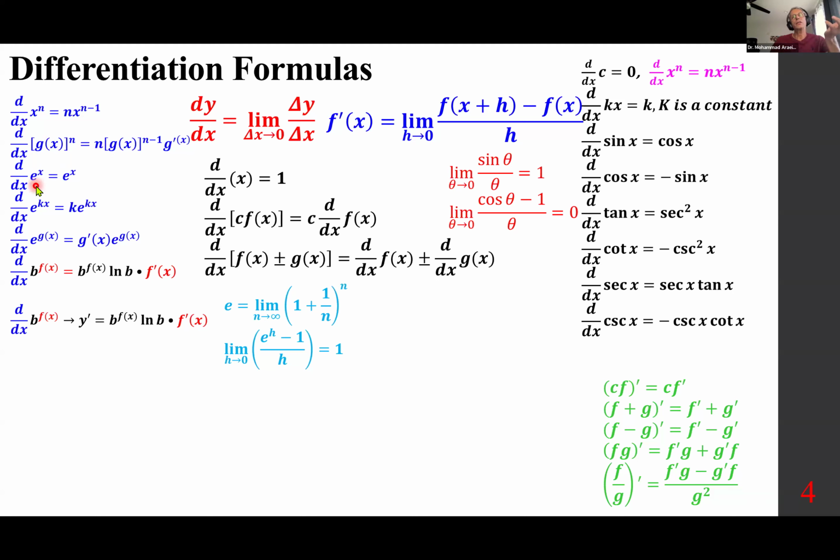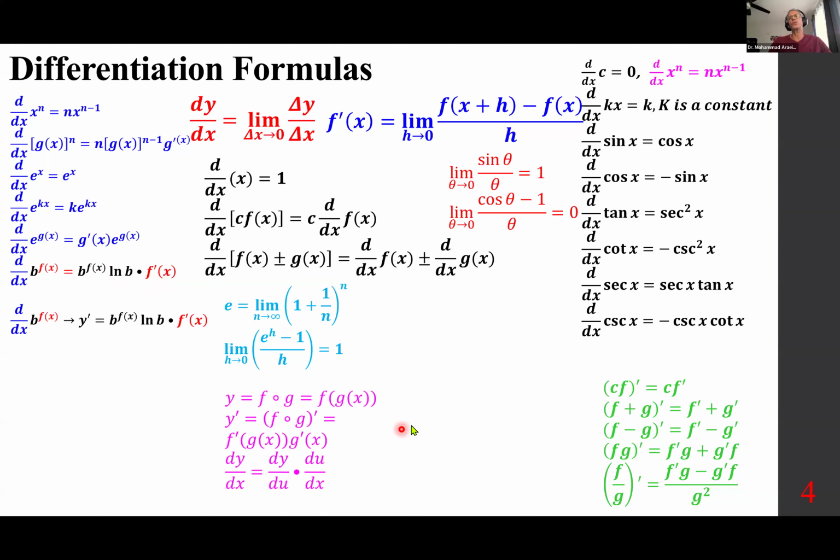e to the power of x is an interesting function. The derivative is itself. Therefore, if it's e to the power of kx, again, it's itself times k. If it's e to the power of g of x, you want to differentiate, it's itself times g prime. If it's b to the power of f of x, which means the base is no longer e, it is itself times ln b times f prime of x. That is by the logarithmic properties and by the chain rule. And again, we're going to elaborate on this as we come across them.